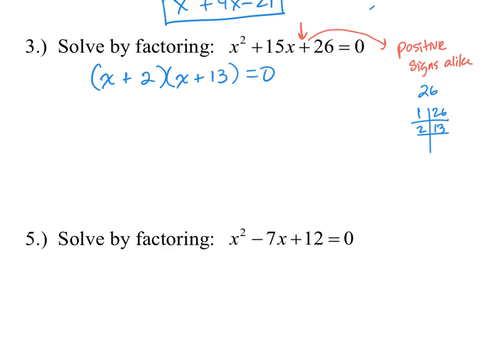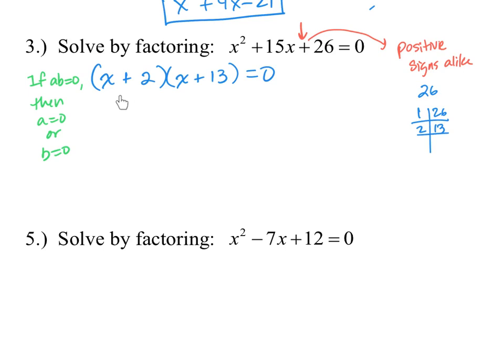Now the next thing we're going to do is use a property called the zero product property. And here's what that property says. I'm just going to write it over here: if a times b equals 0, then either a equals 0 or b equals 0 or both. So that's what's happening here. We're multiplying two things together and the result is 0. So the only way that can happen is if one of those factors is equal to 0.